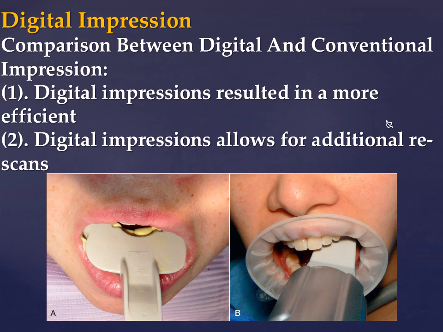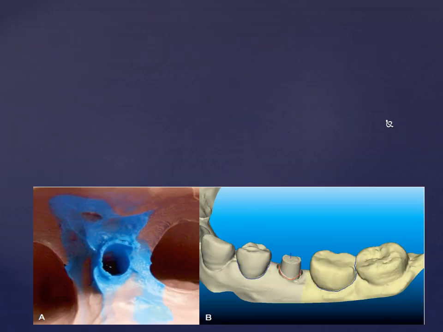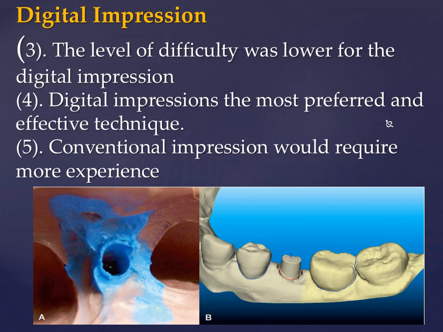Comparison between digital and conventional impression. First, digital impressions result in a more efficient workflow. Second, digital impressions allow for additional rescans. Third, the level of difficulty was lower for the digital impression. Fourth, digital impression is the most preferred and effective technique. Fifth, conventional impression requires more experience.